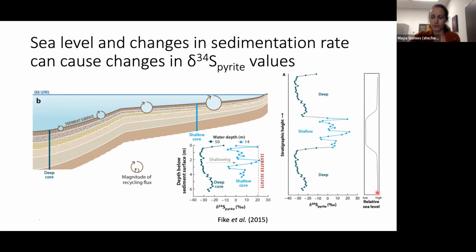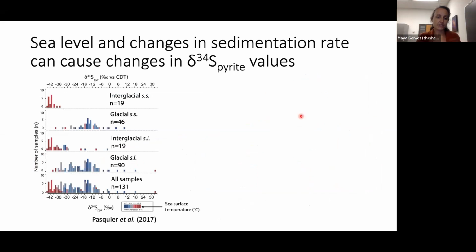And so if we go from high sea level, where we're in a deep environment, to low sea level, and then back to high again, then we might predict that we would see these changes, which again might be telling us about the evolution of our environment and depositional environments, but probably not telling us about changes in global biogeochemical cycling. And this has been shown.